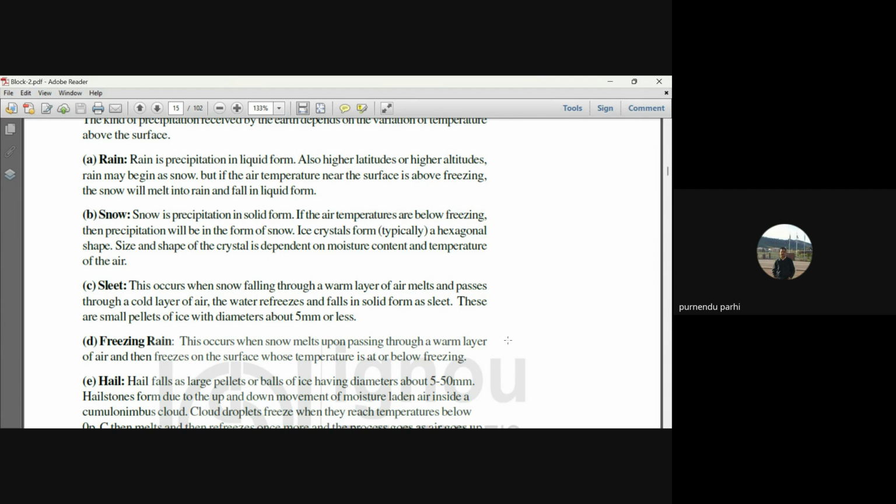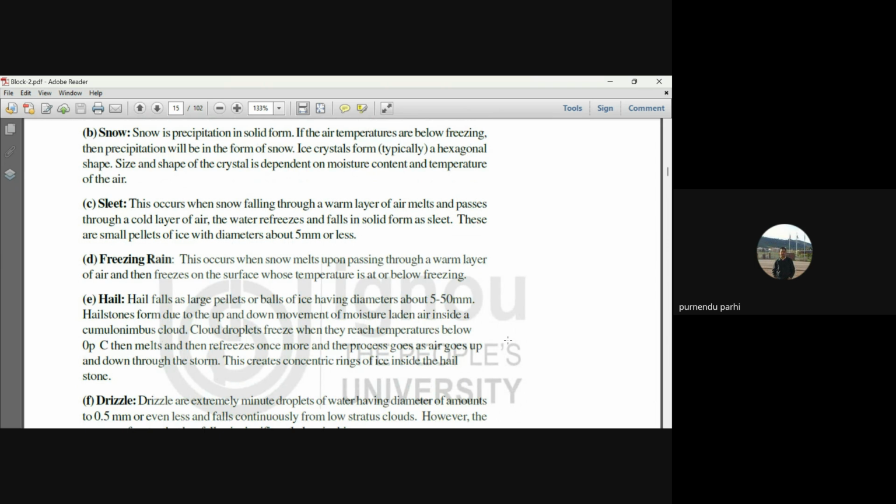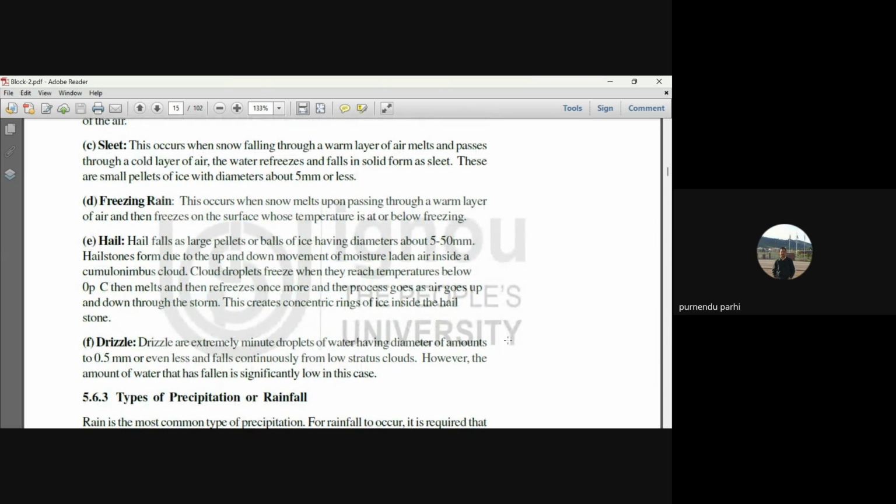Then freezing rain. This occurs when the snow melts upon passing through a warm layer of air and then freezes on a surface whose temperature is at or below freezing. Then hail. Hail falls as large pellets or balls of ice having diameter from 5 to 50 millimeter. Hailstones form due to the up and down movement of moisture-laden air inside the cloud. Cloud droplets freeze when they reach temperature below 0 degree centigrade, then melt and re-freeze once more, and the process goes on as air goes up and down through the storm.